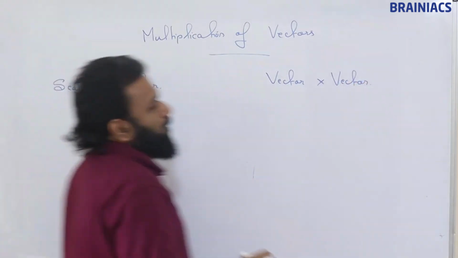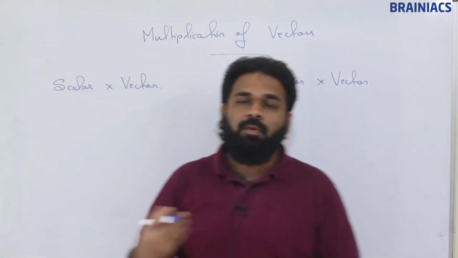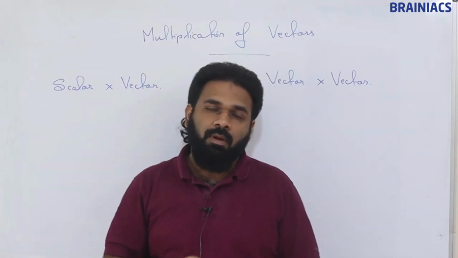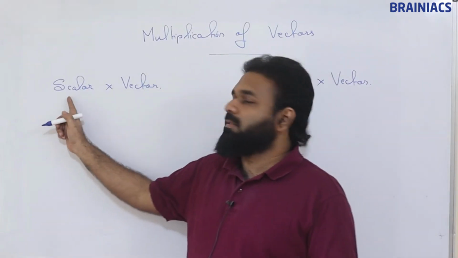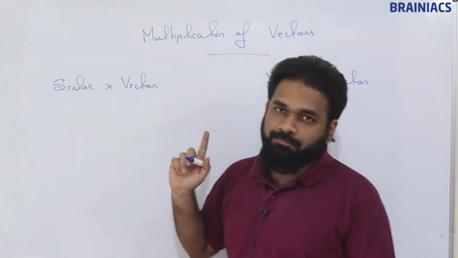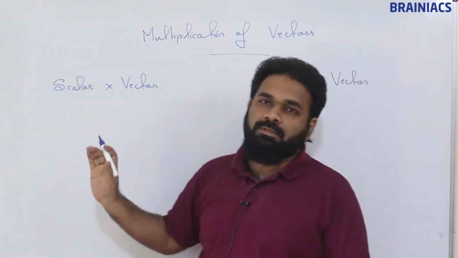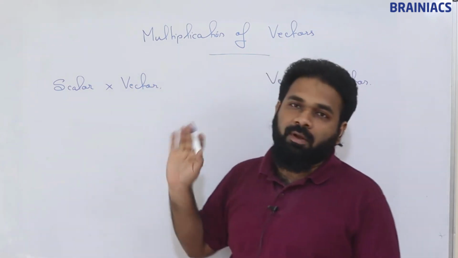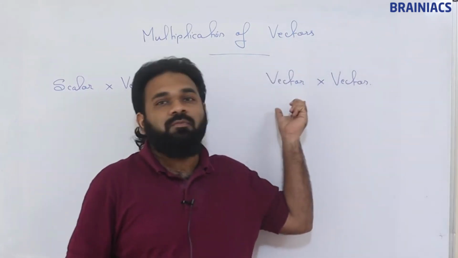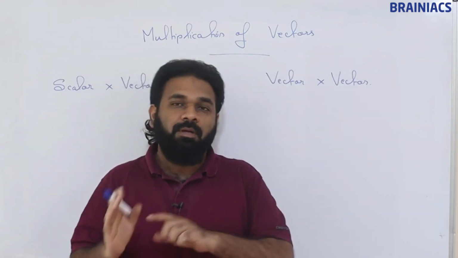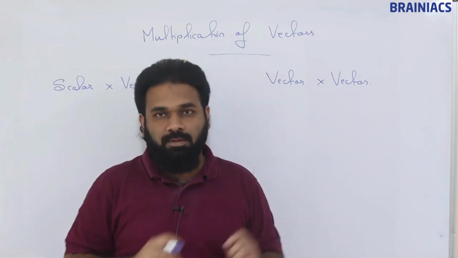So when we multiply a vector, one possibility is scalar into a vector. One will be just a general number, the other one will be a vector. Another possibility is vector into vector, multiplication of one vector with another vector.